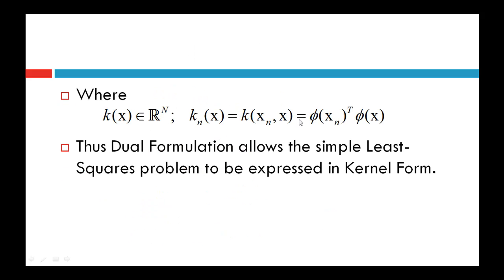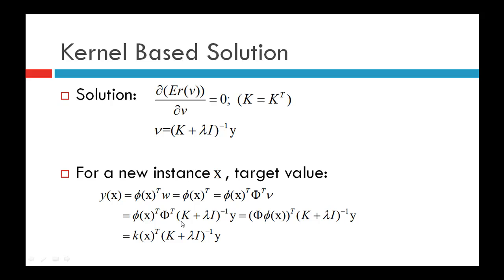So the nth component is given as phi of xn transpose phi x, which is represented as k of xn comma x. So this is the dual representation: for a new instance x, its target value is given as y of x equals k of x transpose (K plus lambda I) inverse times y. And here's the important thing about this solution: this lambda times I accounts for the regularization. If we put lambda equal to 0, then we will get the solution for the unregularized linear regression.